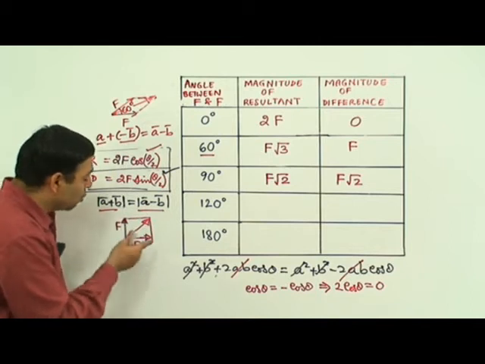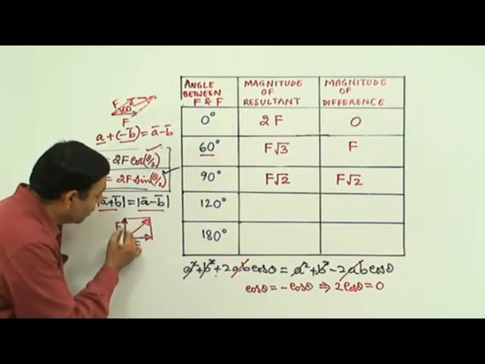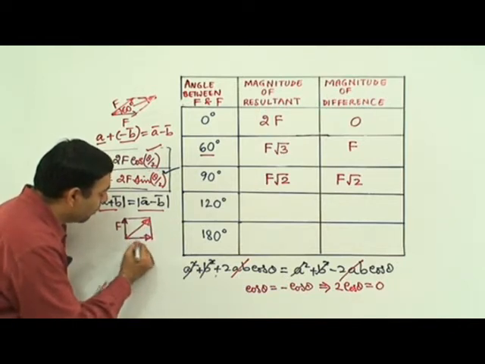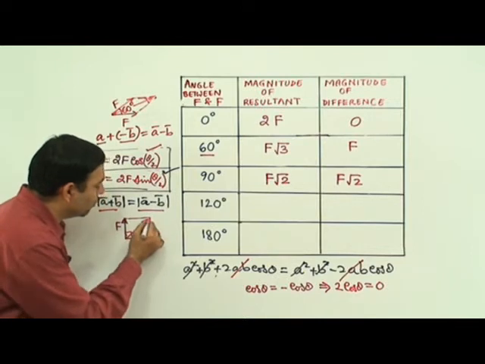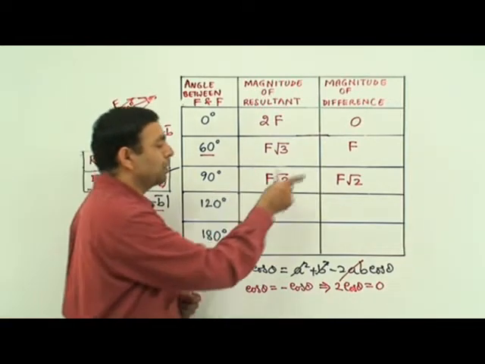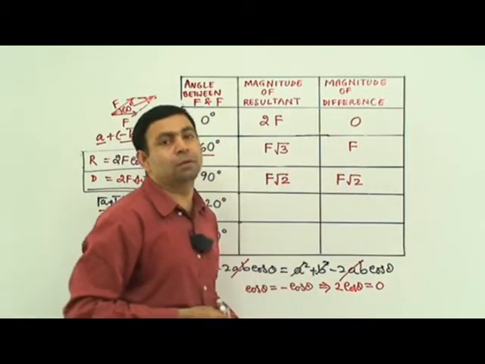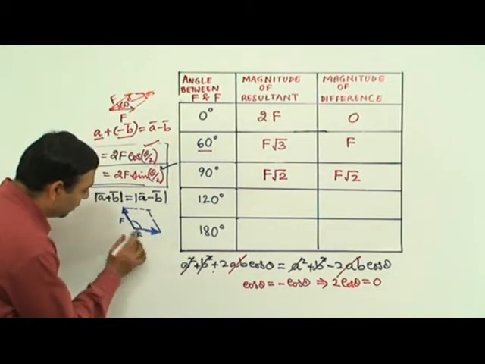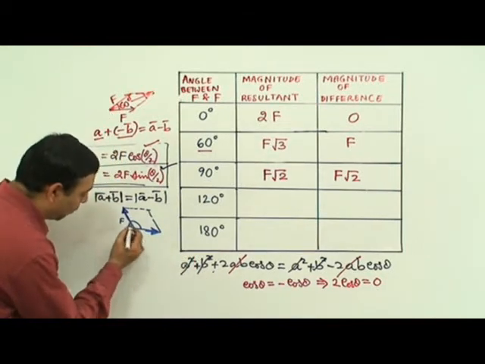That means magnitude of resultant and magnitude of difference is going to be same. That's why, you know very well, diagonal of a square, if side of a square is a, then diagonal of a square is a root 2. Same thing over here. Here this is F at 90 degrees, so this has to be resultant, which is nothing but diagonal of a square, which is F root 2. So difference also should be F root 2. Clear?